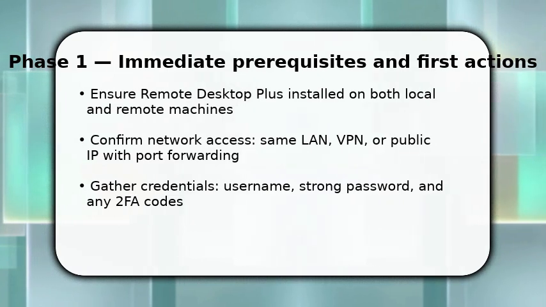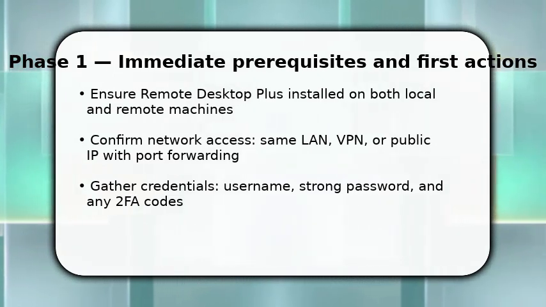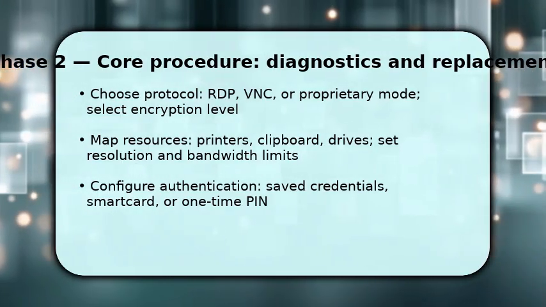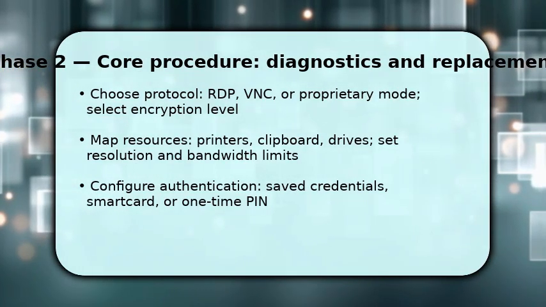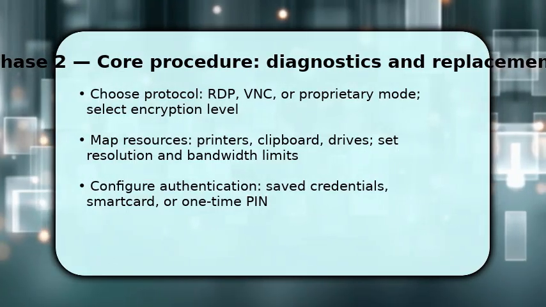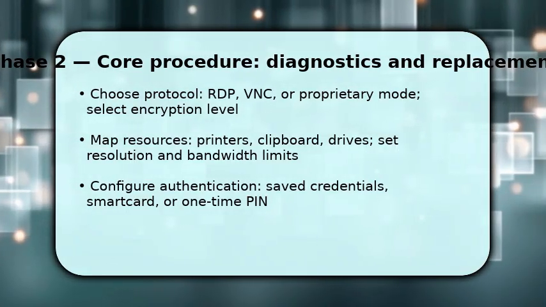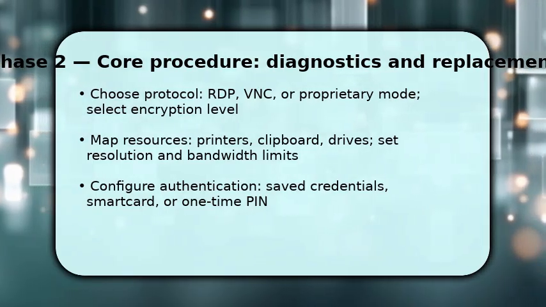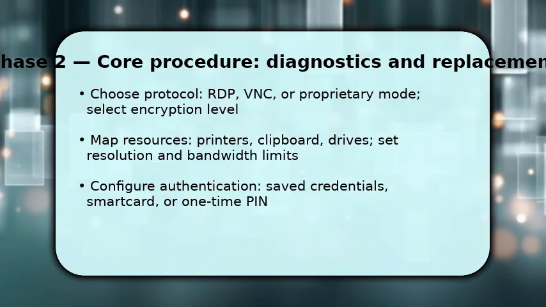You now handle the middle steps that determine stability. Select the correct protocol, RDP for Windows, VNC for cross-platform, or the built-in mode, then pick an encryption level. Next, map resources you need: clipboard, local drives, and printers, and set display resolution and bandwidth limits to avoid lag.